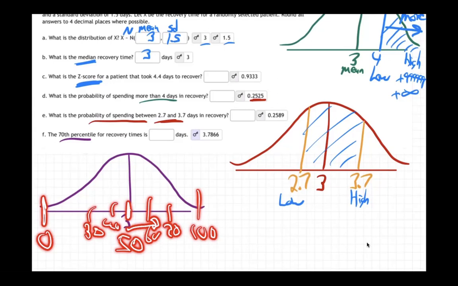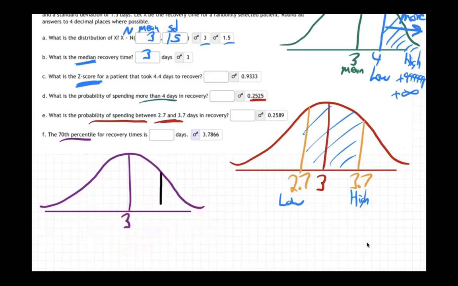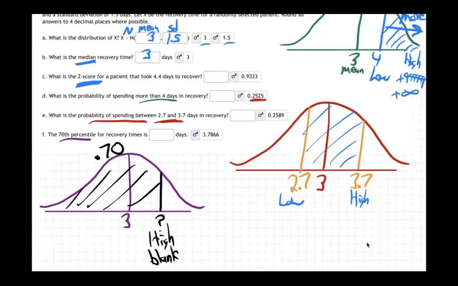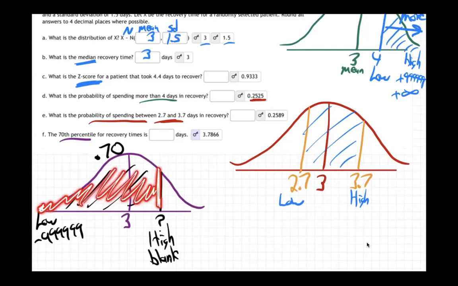So the 70th percentile is going to be somewhere to the right of the middle, right of 50. I don't know where exactly, but let's just say here. And that means all of this is 0.70. I don't know what this is. This is the high, which I'm going to leave blank. This is the low, which must be negative 6 nines because it's negative infinity. See how this goes from negative forever all the way up to there. We want to find that high. So let's go to the calculator.